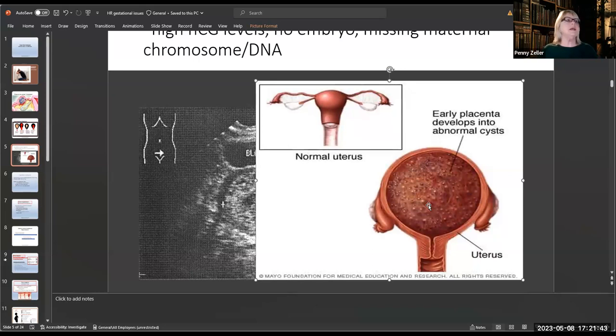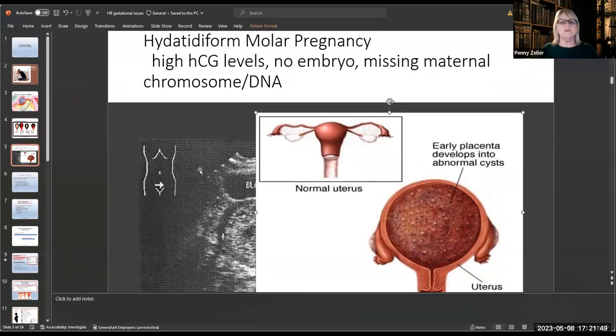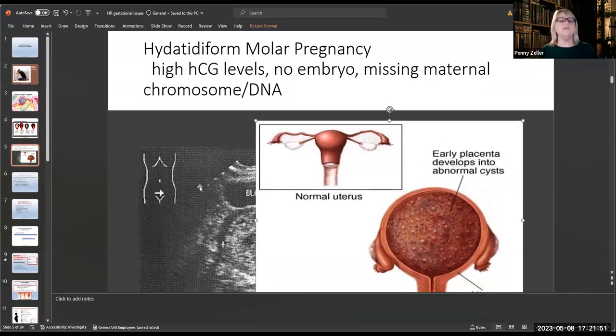What happens is that the egg doesn't have the adequate chromosomal amount, or doesn't have any maternal chromosome information. It might have been impregnated with a sperm, and the sperm has its own chromosome and DNA, but the egg itself doesn't have any DNA. So there's no embryo. HCG levels are going to be very high.